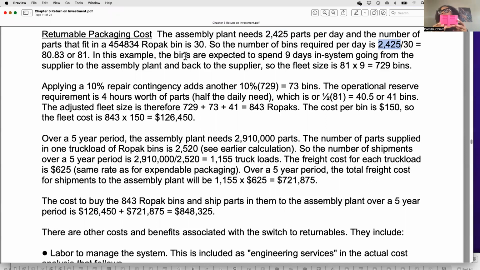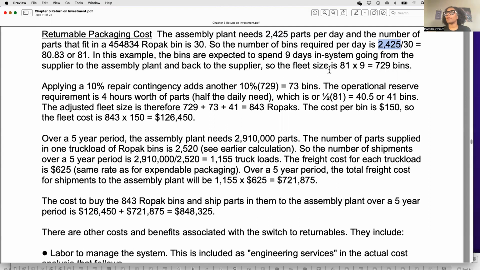Meanwhile, once these 30 parts are taken out of the bin, then that bin gets taken away from the line and they stage it to get shipped back. They load it on the truck and then the truck takes it back to the supplier empty to start all over again. That whole process from beginning to end, we've figured is going to be 9 days. So that 9 days in system going from the supplier to the assembly plant and back, that is the loop. The loop is 9 days.